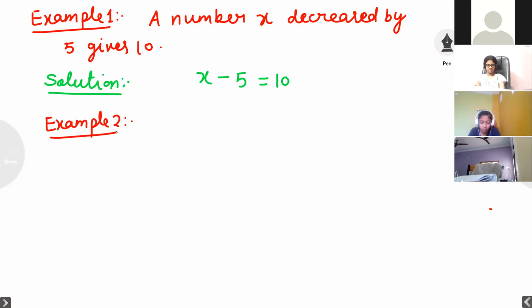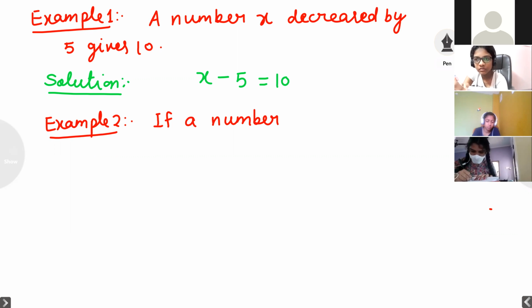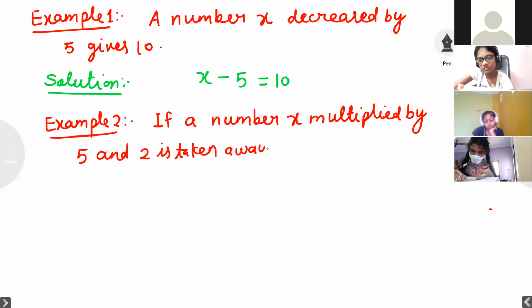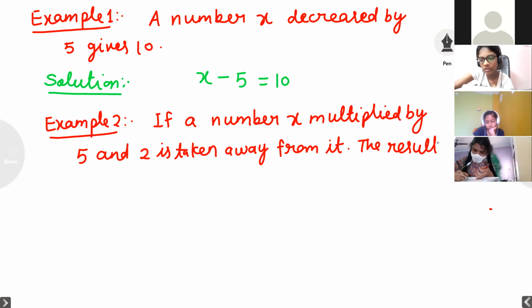Example 2. If a number x is multiplied by 5 and 2 is taken away from it, the result is 4 times the number.